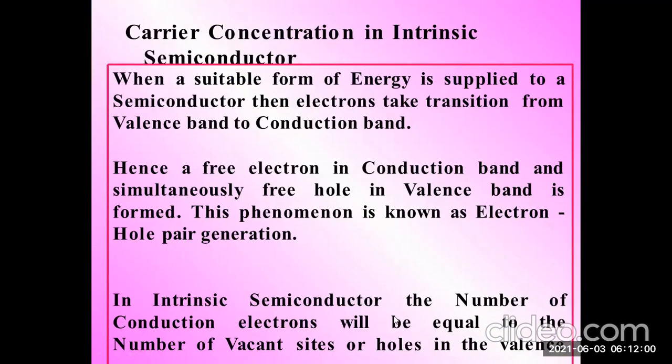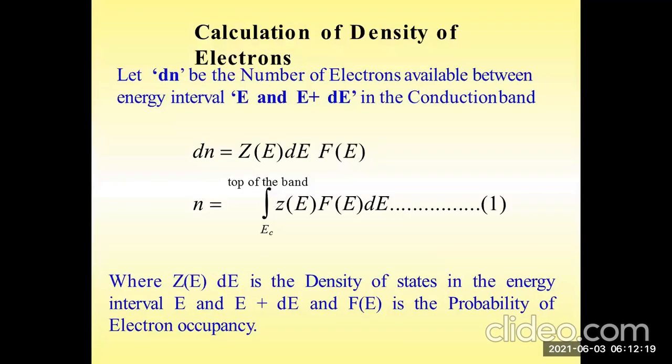In any intrinsic semiconductor, the number of electrons in the conduction band is equal to the number of holes in the valence band. Why am I saying holes? It is also known as the vacant site, which is left behind after the electron moves from the valence band to the conduction band. Now we need to calculate this mathematically.